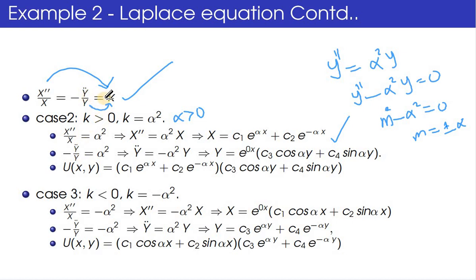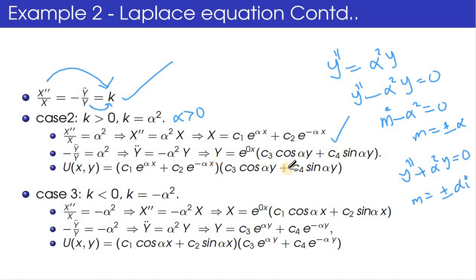Now what about the second equation? It is minus Y double dot by Y equal to alpha square. So you can write it as Y double dot plus alpha square Y equal to 0. So again you have plus here. So it will be nothing but Y double dash plus alpha square Y equal to 0. This kind of an equation. And the auxiliary equation is m square plus alpha square equal to 0. So you get m equal to plus or minus root of minus alpha square. So that's going to be m equal to plus or minus alpha i, because the roots are going to be purely imaginary numbers, 0 plus or minus alpha i.